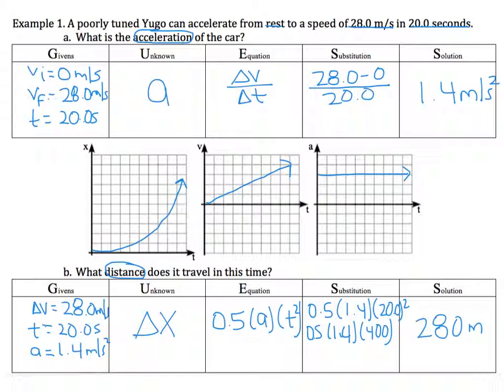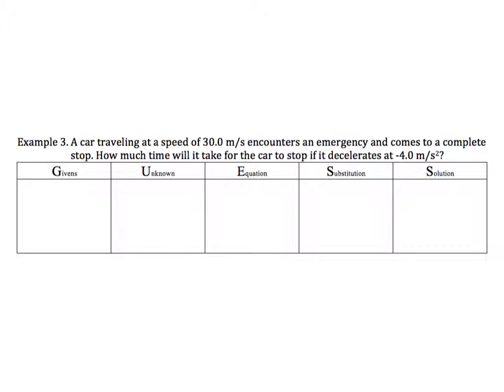This allows us to see acceleration and distance. Our next example is looking for time. A car is traveling at a speed of 30 meters per second and encounters an emergency and comes to a complete stop. Hopefully you see that this was our V initial this time, and stop is our V final. We want to know how much time it will take for the car to stop if it decelerates at this rate. That's our acceleration, our A.